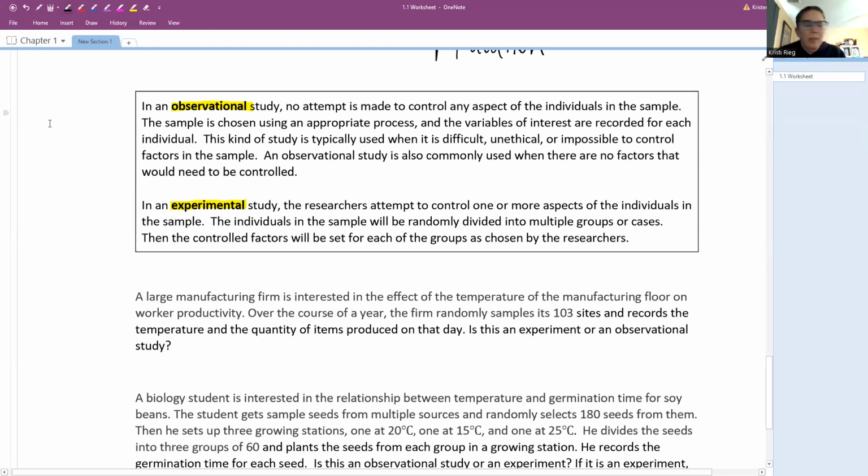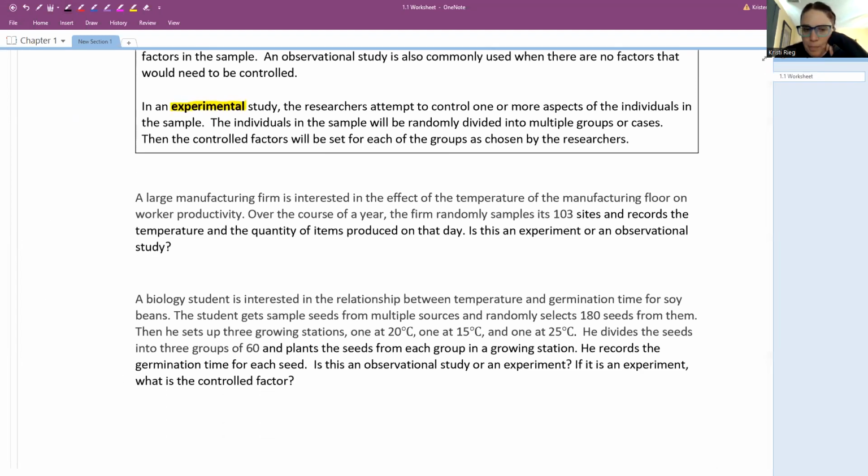Also, let's just look at these examples. Sometimes I just make up examples off my head and it gets more random. Okay, so we have a large manufacturing firm interested in the effect of the temperature of the manufacturing floor on worker productivity. Over the course of a year, the firm randomly samples its 103 sites and records the temperature and the quantity of items produced on that day. I really focus on the unethical part, but this is another thing: you can't always control the other thing that's going on. That would be another example of observational.